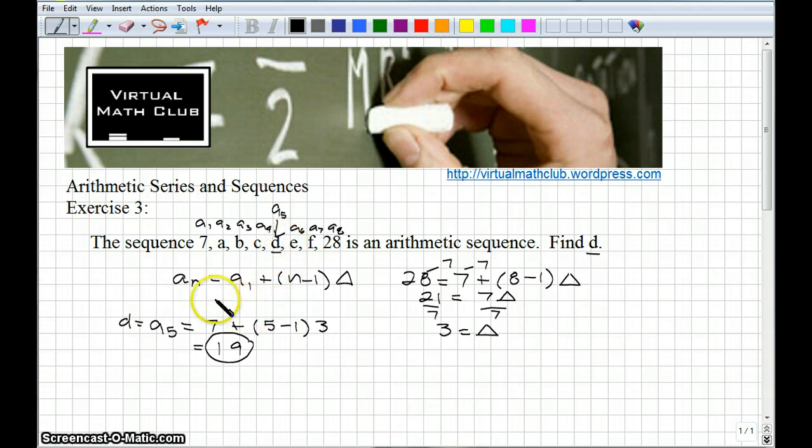Now the other way we could look at it too, since we know that the common difference is 3, we can just start with 7 and add 3. So we could go 10, 13, 16, 19. And we get the same answer. So there you go.